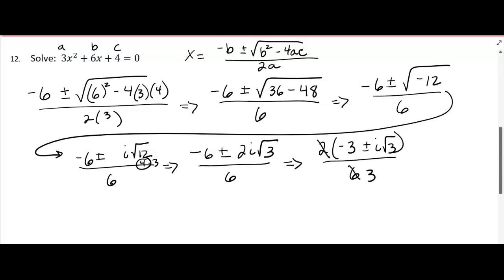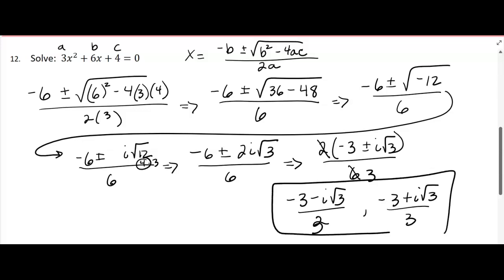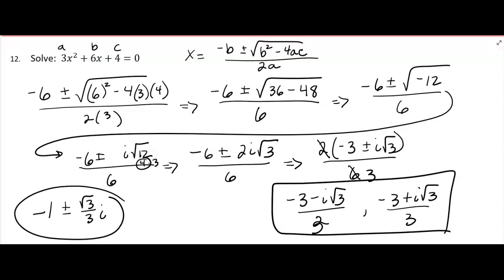And so my answers wind up being -3 minus i square root 3 over 3 and -3 plus i square root 3. Oh, that was supposed to be a 3, wasn't it? Over 3. I just left them that way. There are other ways you could write it in a plus bi form. And I think I did that too. You could have had, here's an alternative answer, -1 plus or minus square root 3 over 3 i. That's more in the a plus bi form. But either way, you didn't have to do both.